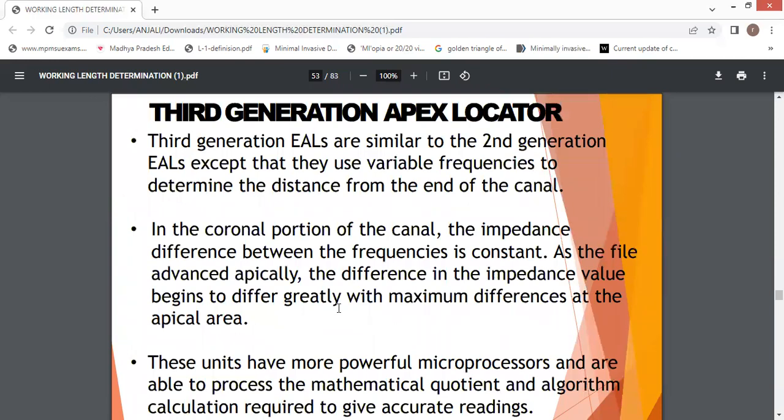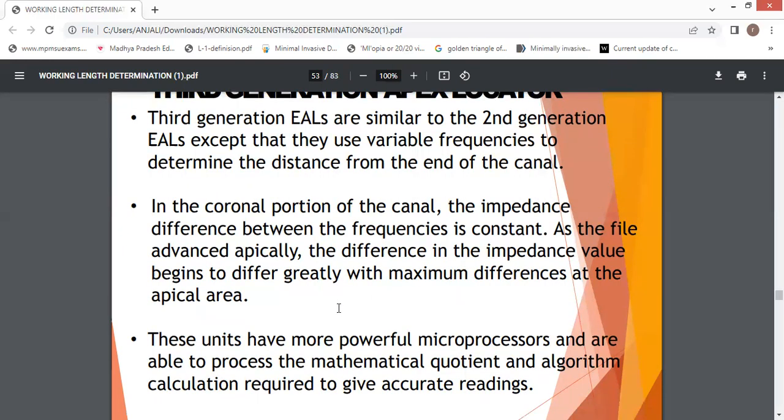Third generation apex locator. Third generation electronic apex locators are similar to the second generation ELs, except that they use variable frequencies to determine the distance from the end of the canal. In the coronal portion of the canal, the impedance difference between the frequencies is constant. As the file advances apically, the difference in the impedance value begins to differ greatly, with maximum differences at the apical area. These units have more powerful microprocessors and are able to process the mathematical quotient and algorithm calculation required to give accurate readings.